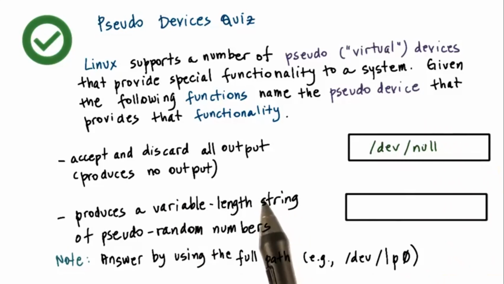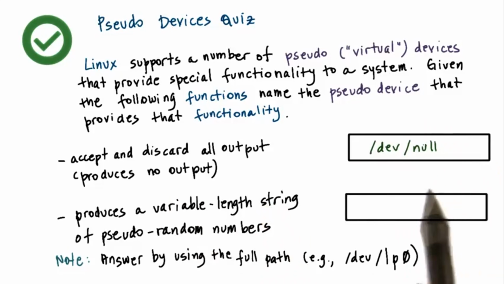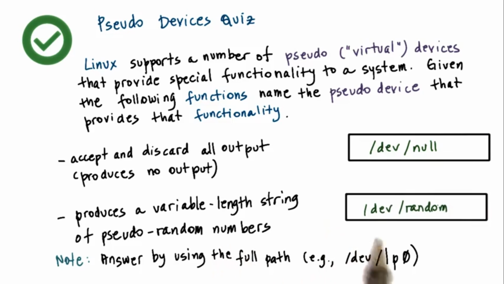The answer to the first question is /dev/null. For instance, if you just want to discard the output of a process, you can just send it to /dev/null. The answer to the second question is the device /dev/random. It also has a more robust counterpart, /dev/urandom, and one use of this device is to create files that contain some amount of random bytes.